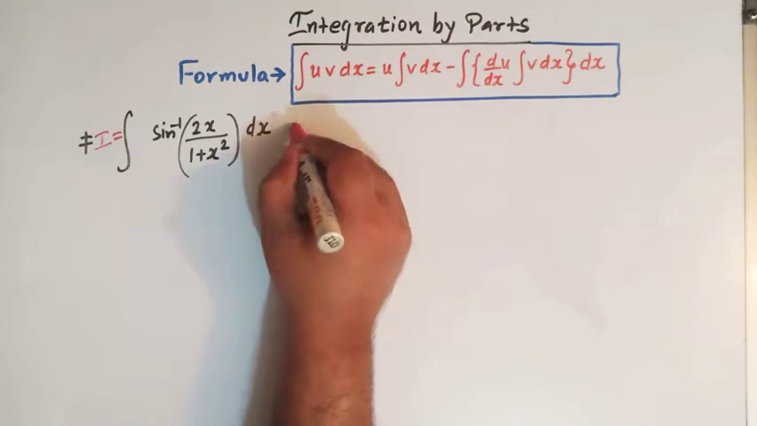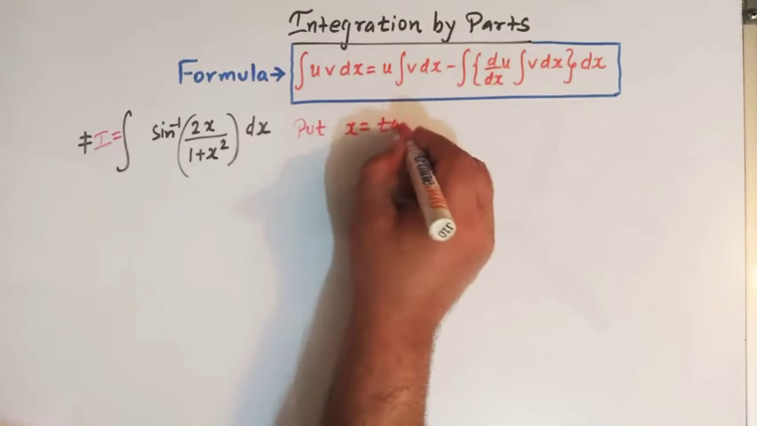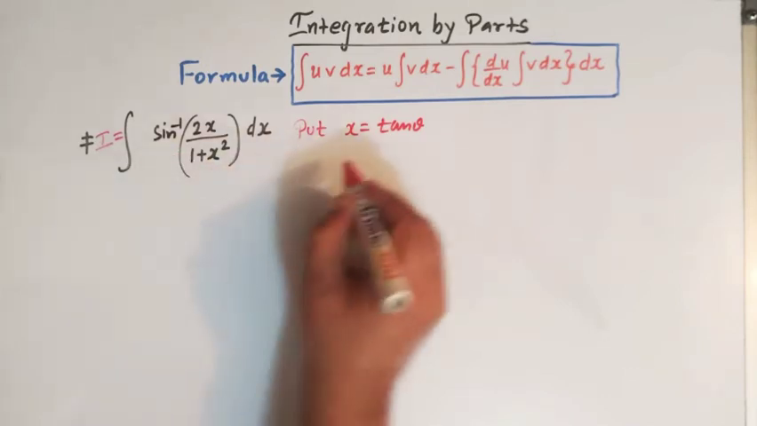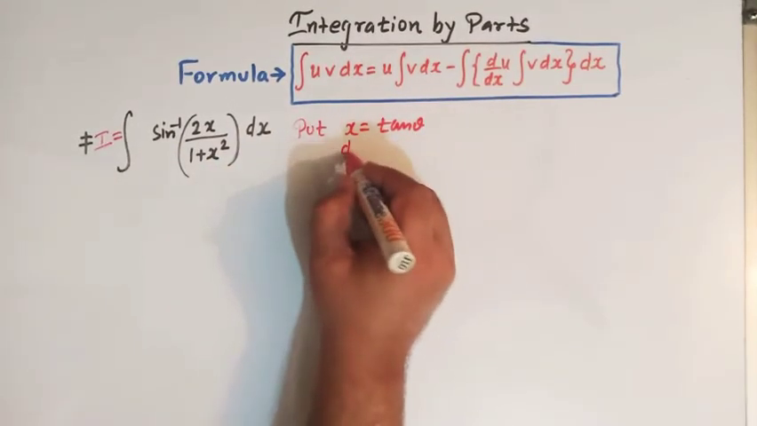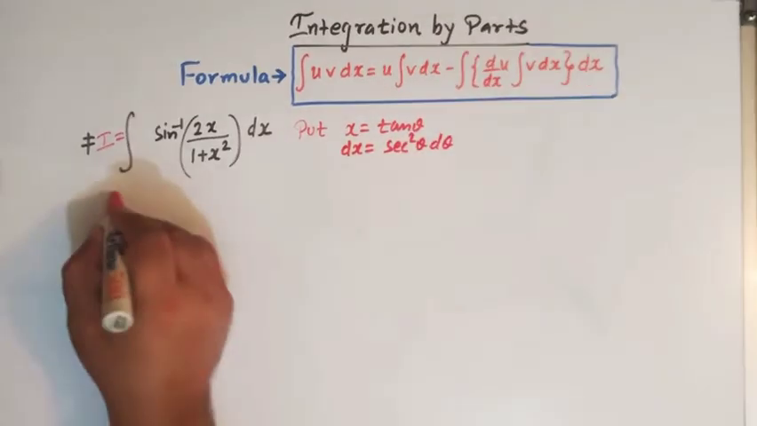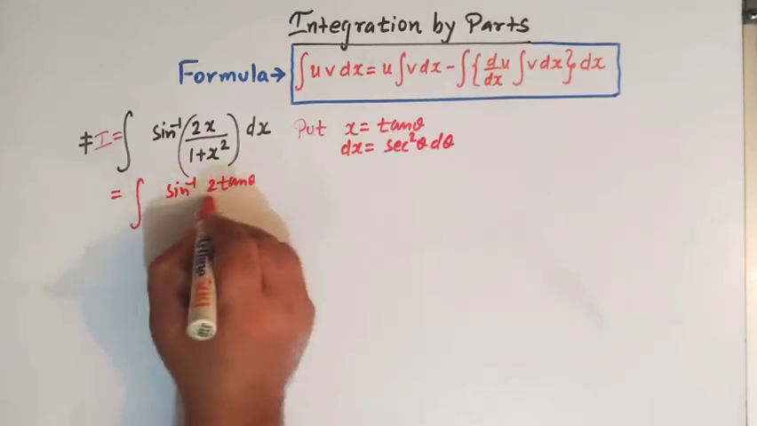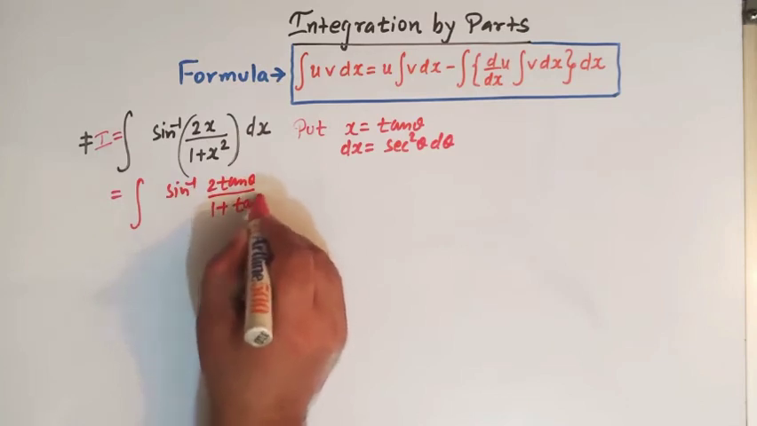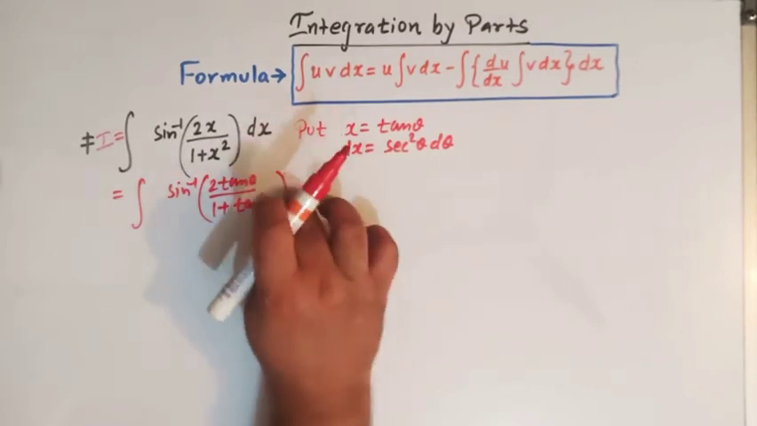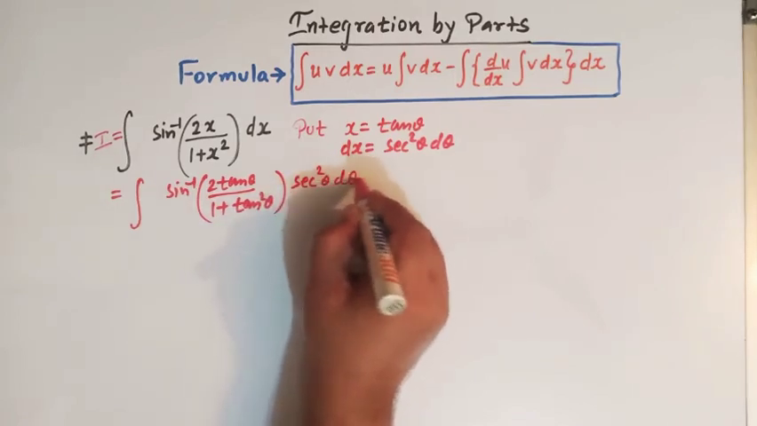So let us first substitute x equal to tan theta, because here we have to make a proper substitution. So x equal to tan theta, then dx is equal to sec square theta d theta. So this integral becomes sine inverse of 2 tan theta divided by 1 plus tan square theta, and for dx we have sec square theta d theta.